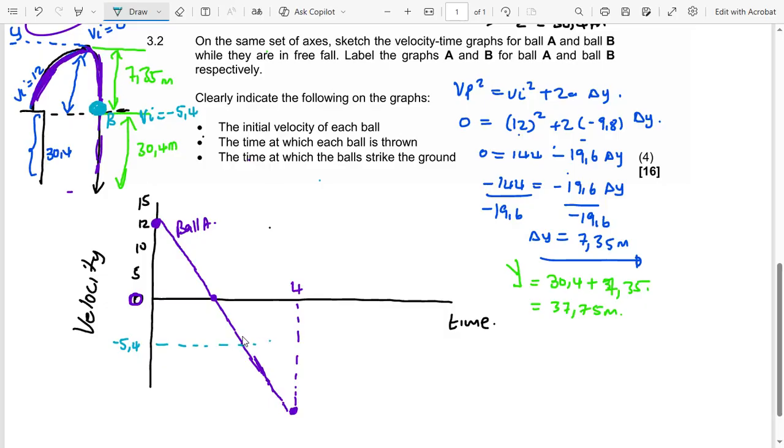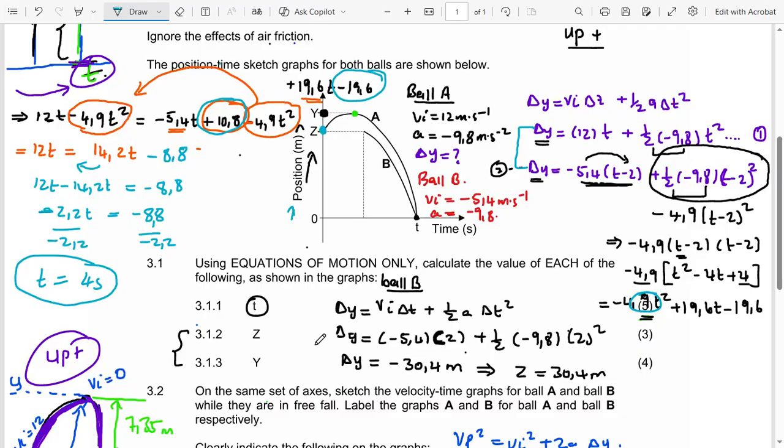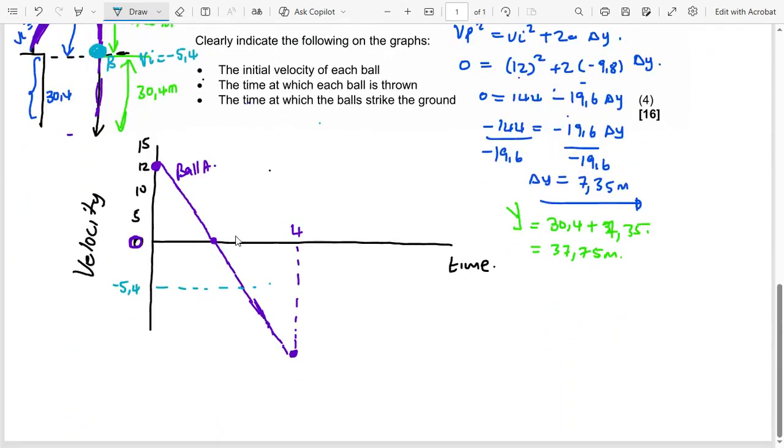Okay, so it's going to start at that point, and when I look at the time, it's projected 2 seconds after ball A was projected. So I'm going to put 2 there and say it was projected 2 seconds after. So maybe I can say this is 2. Then it was projected somewhere at this point.